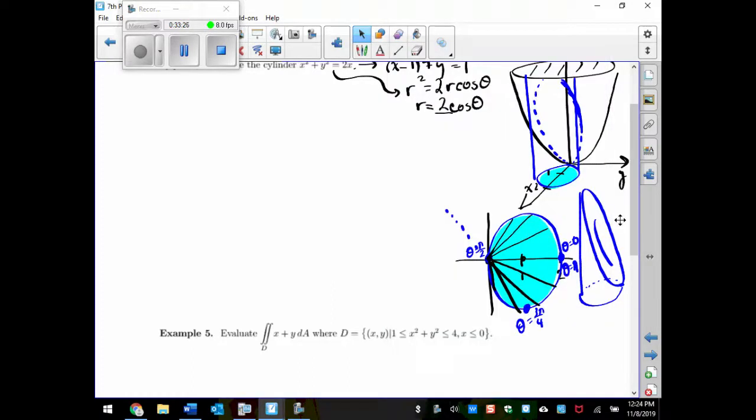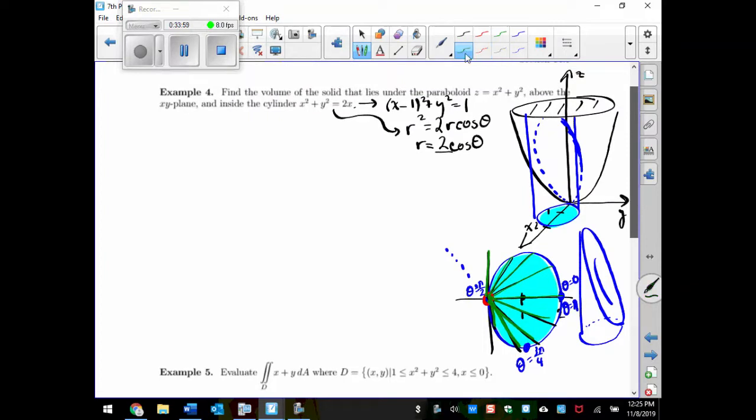So what we want to do is integrate over this region once. So we don't want to integrate through the pole. If you remember from BC calculus, you don't want to integrate through the pole. So what we're going to have to do is avoid that. So we're going to integrate from negative pi over 2, which starts here, all the way through this way to pi over 2. That avoids integrating through the pole there.